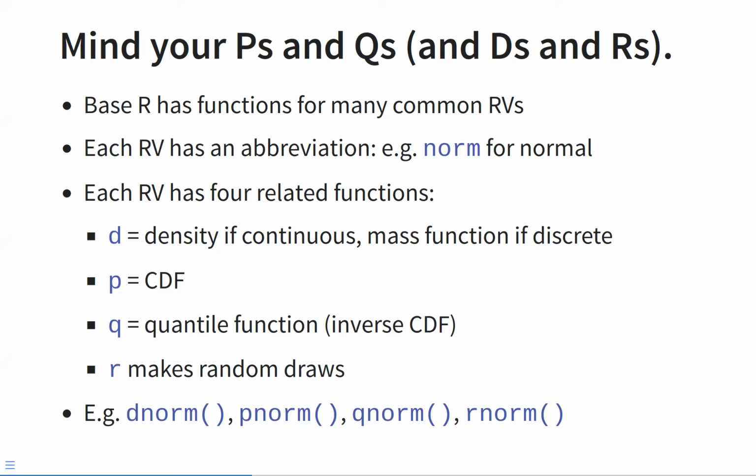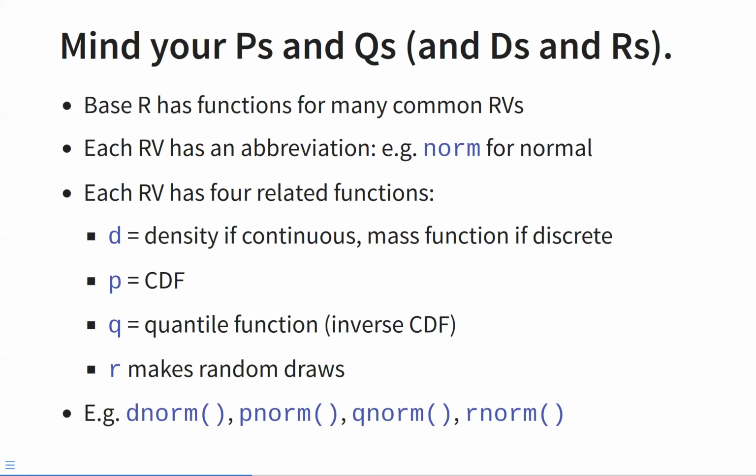Each random variable has an abbreviation, for example, norm for normal, and then each of these abbreviations has 4 functions that are constructed by placing a single letter in front of it. So if we put D in front of the abbreviation, we get the density for a continuous random variable, or mass function for a discrete random variable. If we put P for probability, we get the cumulative distribution function. If we put Q for quantile function, we get the inverse CDF if it's a continuous random variable, or the generalized inverse if it's discrete.